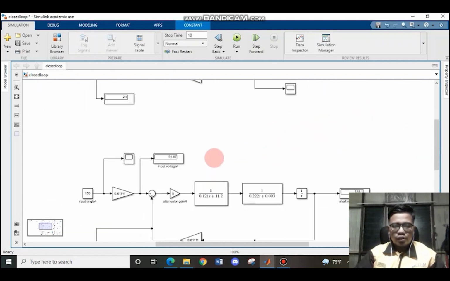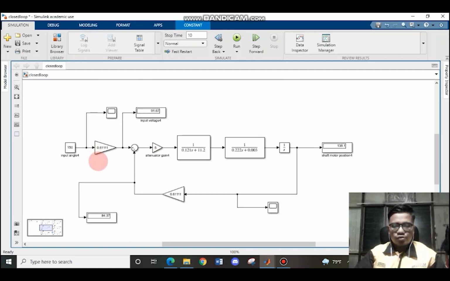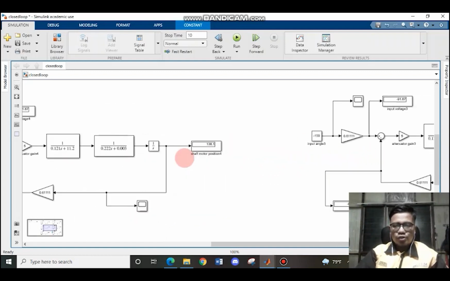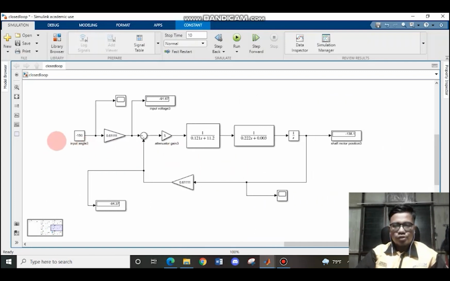Then for 150 degrees in clockwise position, I get input voltage of 91.67, shaft motor position is 138.1, and the output voltage is 84.37. I use the alternator gain of 5. Then for the anti-clockwise of 150, which is negative 150, I get the same value but negative.